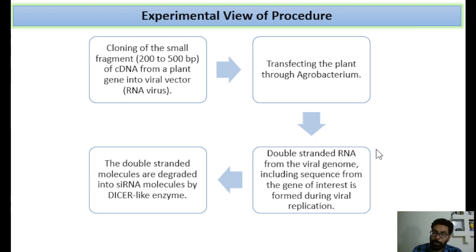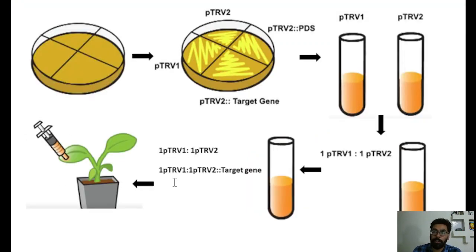Then the double-stranded RNA will form. The viral vector will replicate inside the plant, and double-stranded RNAs will form that will trigger the RNA silencing machinery, because double-stranded RNA will be seen as unusual RNA, and will be recognized by the Dicer-like enzymes, and that will produce the siRNA. These siRNAs will get amplified, and virus-induced gene silencing will happen. So this is one basic example.